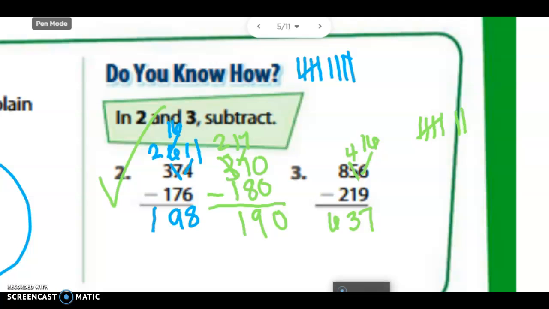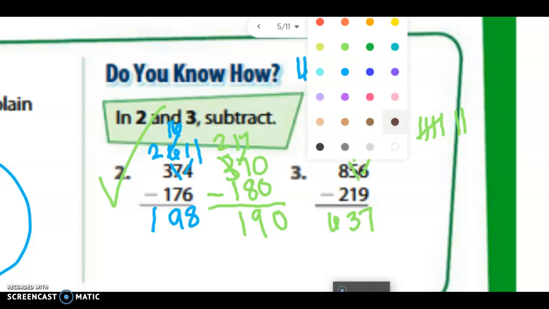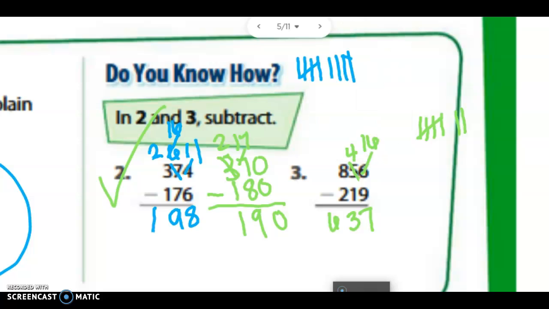And I can check with rounding. I'll round to the nearest 10. 856. Find the place, the tens place. Give it a shove and let it go. Everything to the left stays the same. Is it 5 and above, give it a shove, or 4 and below, let it go? Give it a shove.